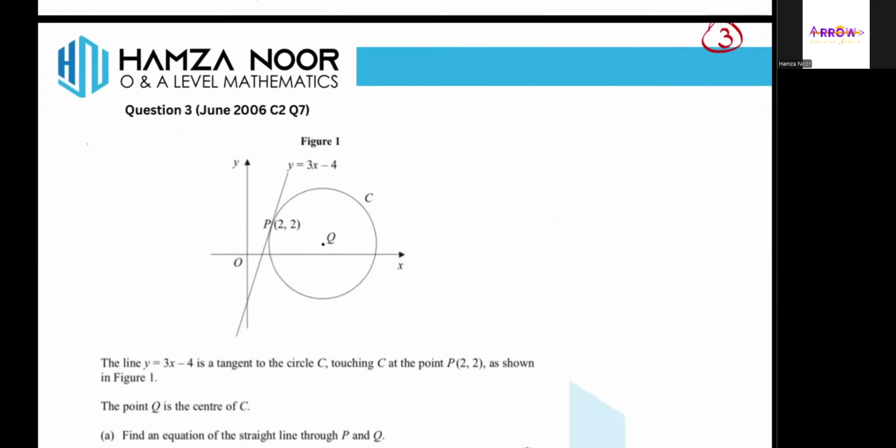So this was question number 3 of the handout, which is June 2006 C2 question number 7. For the sake of this recording, I've discussed these 2 questions.